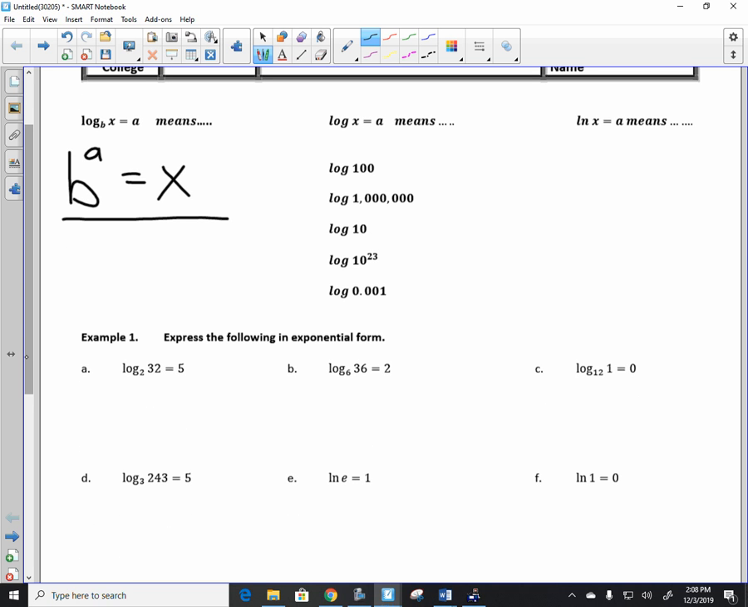The first examples that you're going to be doing on your assignment are right here. It says express the following in exponential form. This is a logarithm. We're going to put it into exponential form. What is the base? What is the exponent? Is 2 to the 5th equal to 32? It is, isn't it? This would be 6 to the 2nd is equal to 36. This would be what? 12 to the 0 is equal to 1.